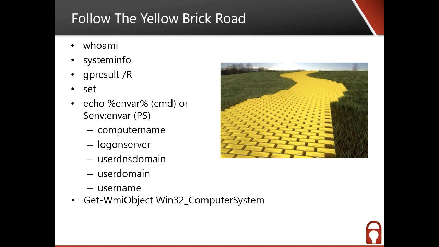You can also get a variety of information from the environment variables. You could type set and get all of them, or you could just use echo or the environment variable within PowerShell to pick out specific ones. The ones I highlight here are computer name, logon server, user DNS domain, username. They're all important, right? The computer name not only tells you the computer you're on, but it also gives you an idea of what computer accounts are named like, right? How workstations or servers are named, because you might need that later on if you're trying to spoof one of those names or create a fictitious computer account.